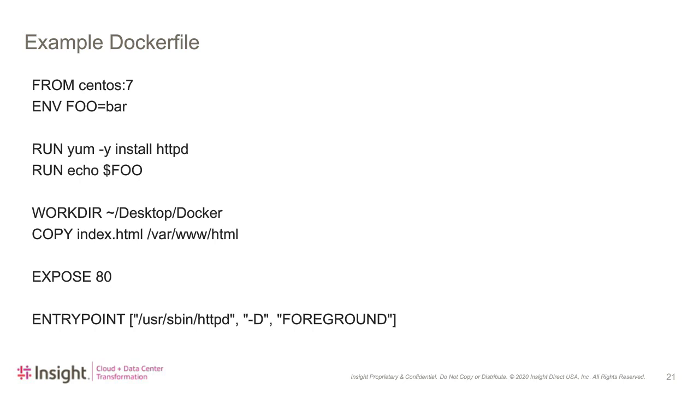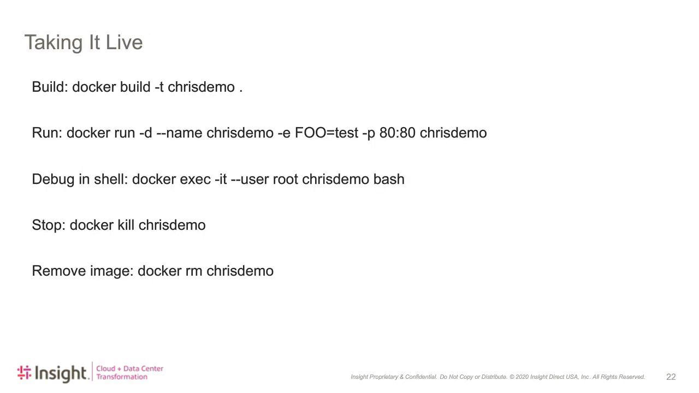So obviously a very simplistic Dockerfile there, but as we look at it, what would we do to make this live? Let's assume I name that Dockerfile Chris Demo. These are just the commands I would run, rather than pulling the container down, to build it from scratch and actually instantiate a custom built container. So I run that docker build command, and I pass it my Dockerfile.